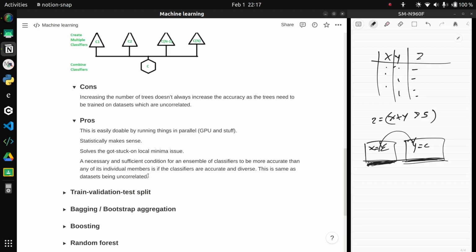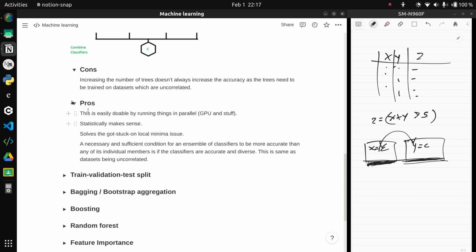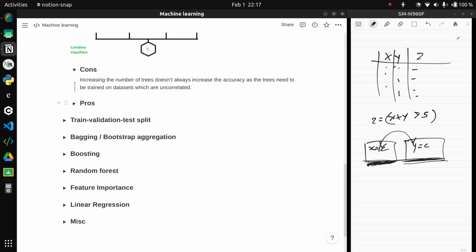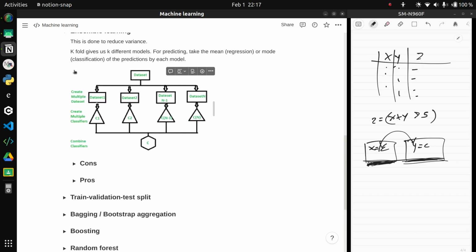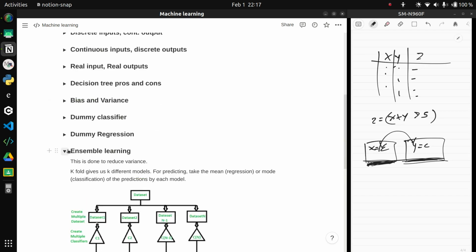A necessary and sufficient condition for an ensemble to be more accurate than any of its individual members is that the classifiers are accurate and diverse. Okay, so that's ensemble learning.